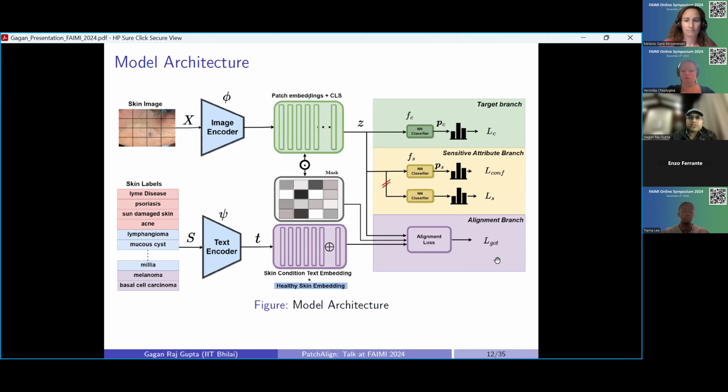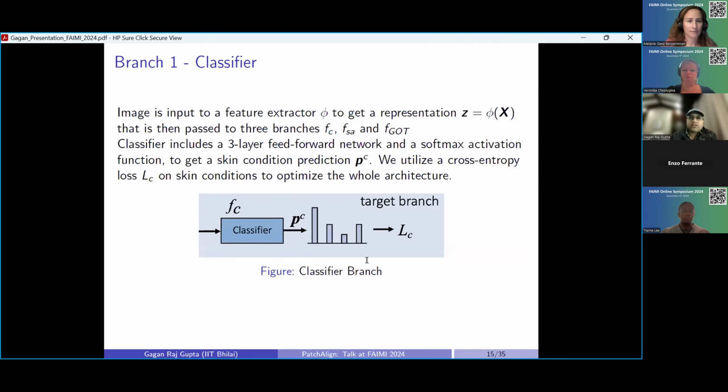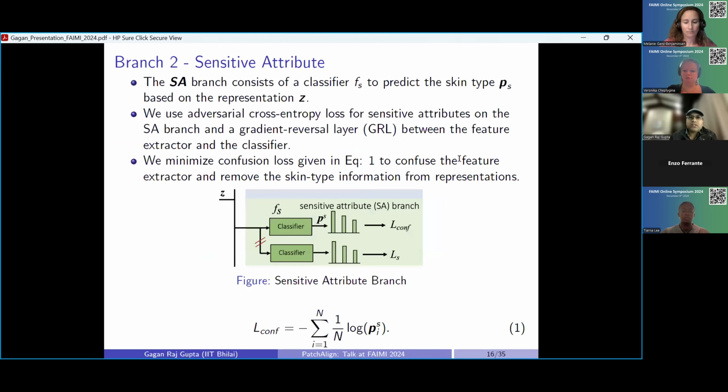So there are three branches in the architecture. The main contribution that we have done is in the alignment branch, where we are aligning the patch embeddings to the text embeddings. And I'll focus on that. The target branch, the branch one, is just a standard cross entropy loss based classifier where we just predict the skin condition. The sensitive attribute branch is interesting.